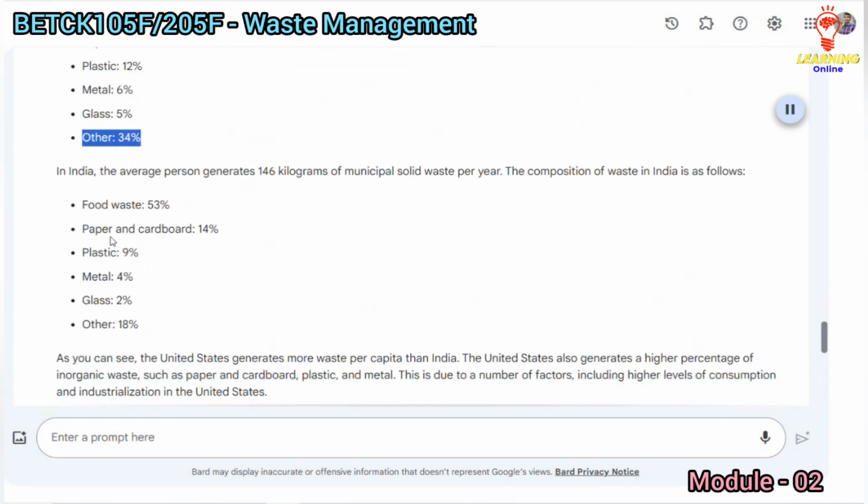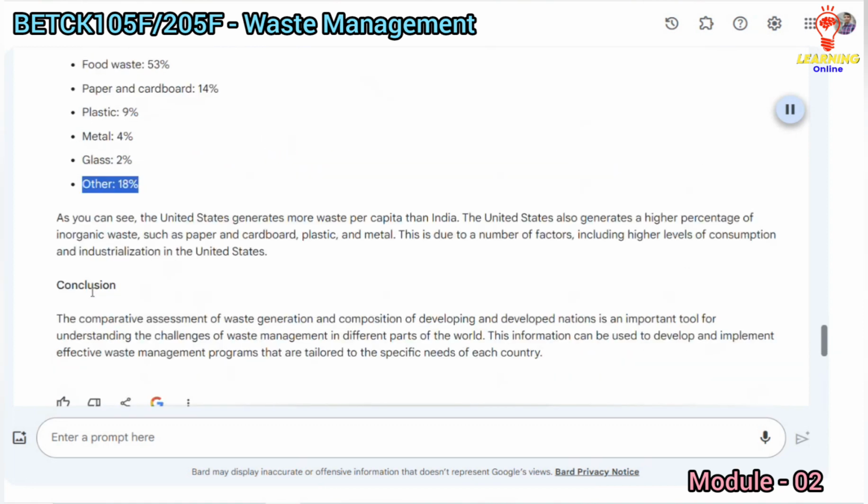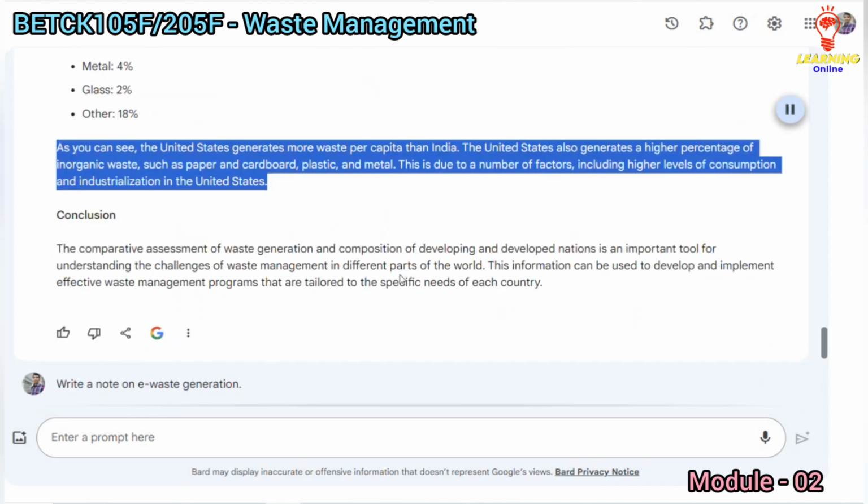In India, the average person generates 146 kilograms of municipal solid waste per year. The composition of waste in India is as follows: food waste, 53%. Paper and cardboard, 14%. Plastic, 9%. Metal, 4%. Glass, 2%. Other, 18%. As you can see, the United States generates more waste per capita than India. The United States also generates a higher percentage of inorganic waste, such as paper and cardboard, plastic, and metal. This is due to a number of factors, including higher levels of consumption and industrialization in the United States.